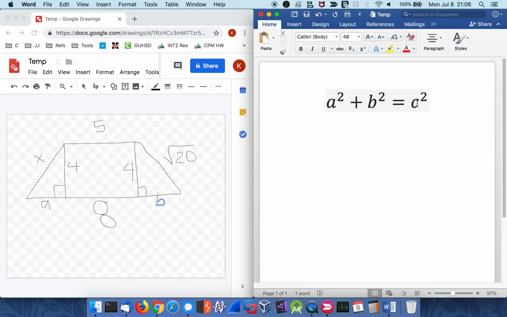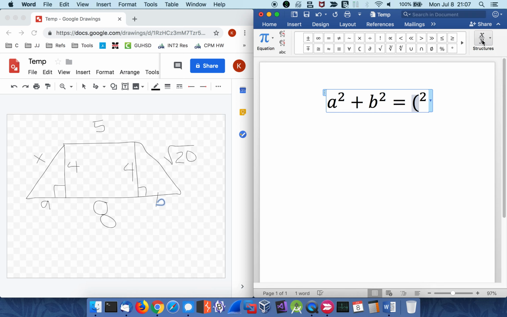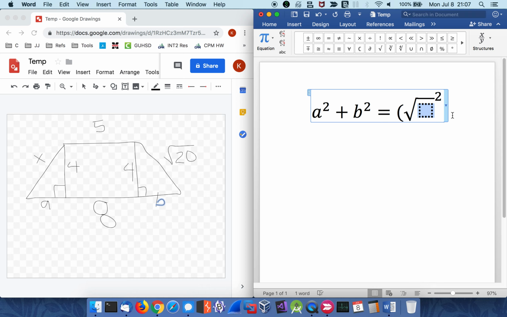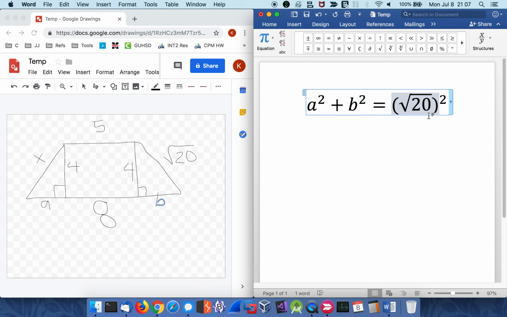So C, in the Pythagorean theorem, is meant to be the hypotenuse. So that would be this radical 20. So let's go ahead and replace that with radical 20. Let's see, how can I do that easily here? Where's my equation editor? Let's put structure, radical, there we go, and we're going to put 20. Alright, so it's the square root of 20 squared, and then B is just B, and then A is 4. Okay, so that's our equation that we're going to solve.